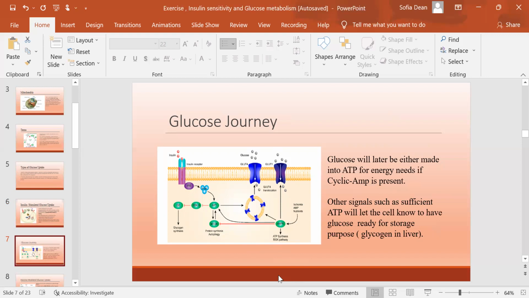Or the other signal, such as sufficient ATP, will let the cell know that glucose is ready for storage. So once AMP concentration decreases in the cell, there is enough ATP, and the cell slows down its production of ATP. And now if there is enough glucose still coming, it will make it into the storage molecule, which is glycogen.